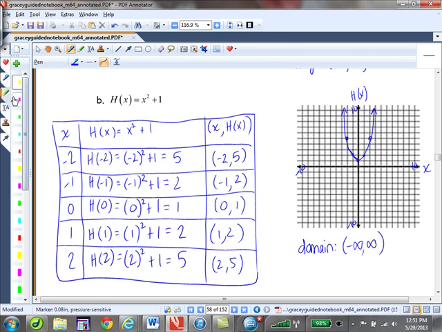Now what about the range? Is there a minimum y value? Good. Do you see that the smallest value we're going to get, because those arrows are pointing up, is 1. And 1 is a point included on the graph. So it's going to go from 1 and then it increases without bound.